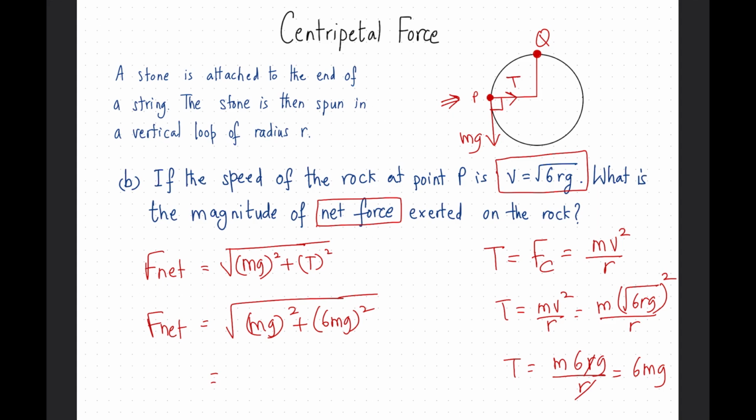So we have got this as, 6 square is 36, and here we have got 1, no number means there is 1 there. So 36 plus 1 will give you 37 mg square. And if you open up the square root, we'll get root of 37 mg square, which can come out as mg. That's the value, or that's the expression, for F net.